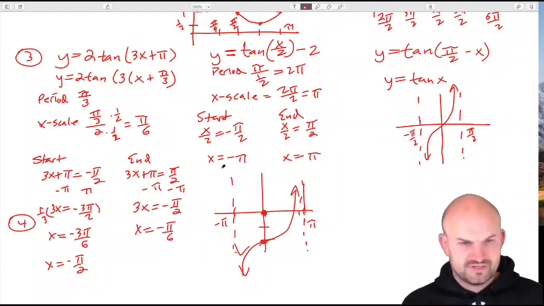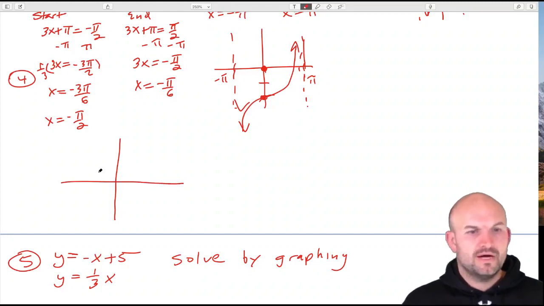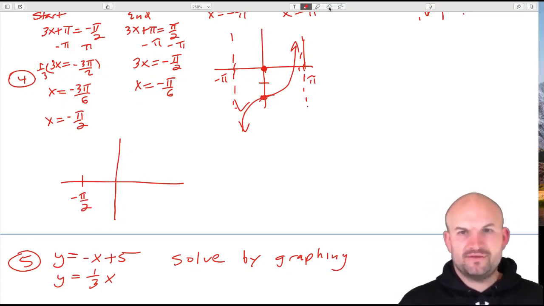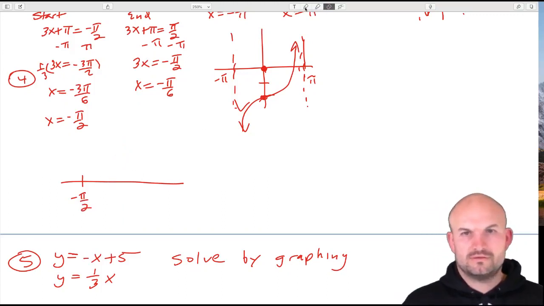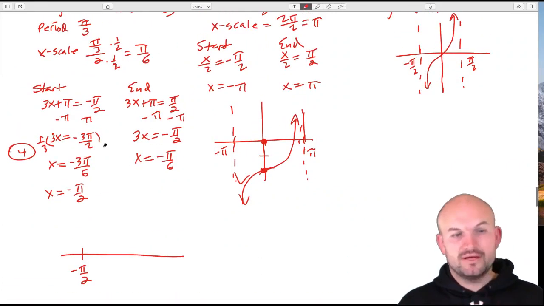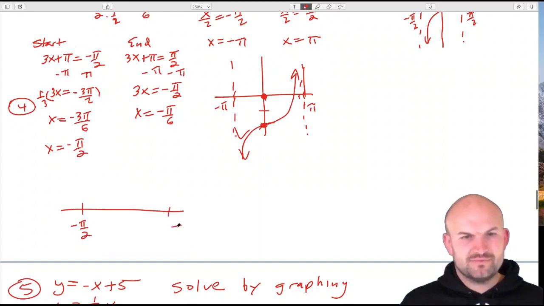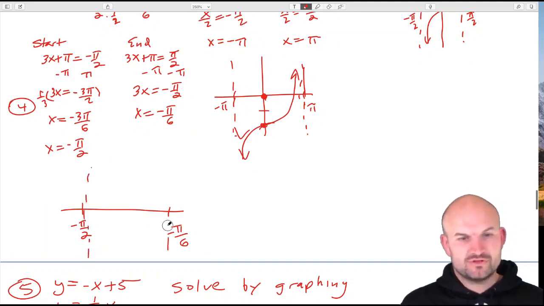So I got enough room for this one? Barely. All right, so we're at a negative pi halves. Now again, that's negative pi halves, but if you want to think about that in terms of your x scale, and this would be a negative pi over 6 as far as my endpoint. So that's where my two asymptotes occur.